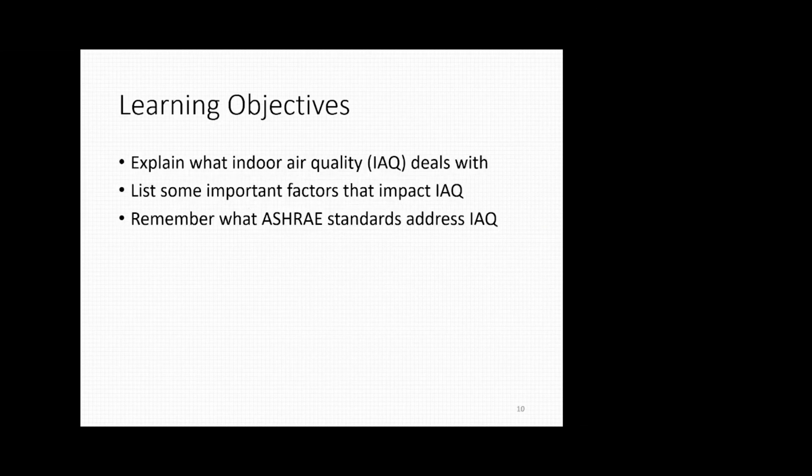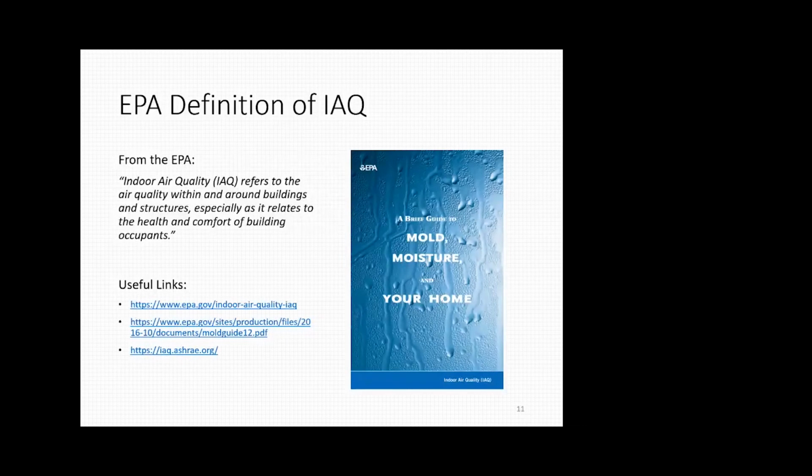So moving on, indoor air quality. We're going to explain what indoor air quality deals with and list some important factors that impact IAQ. That's another quiz question. Remember what ASHRAE standards address IAQ. Again, ASHRAE is one of the major players in developing these standards, and they've got standards for just about everything in the built environment, from what is good indoor air quality, to high performance sequence of operations for HVAC equipment, to how you should structure your network in building automated systems. They've got standards for everything.